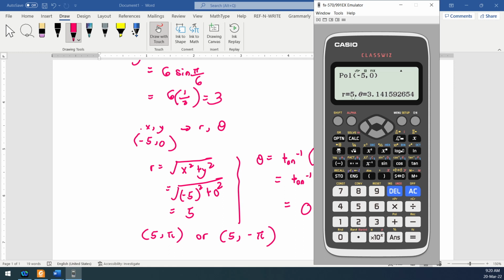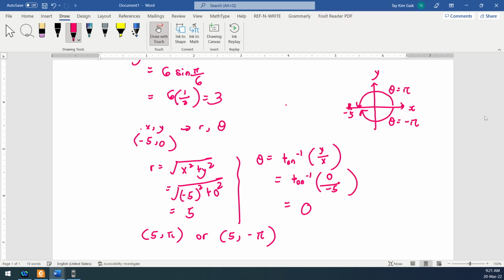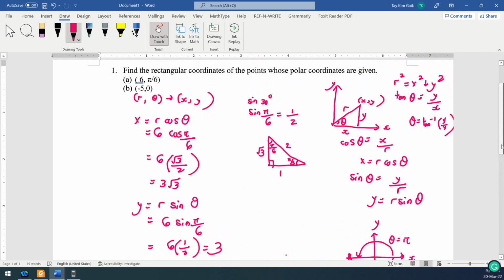They give you r is 5, theta is 3.14, which is pi. I mean, using a scientific calculator, you may find yourself POL here. This is polar, changing to polar coordinate. So for polar coordinate, you need to key in the xy coordinate here. They give you r is 5, this is theta.